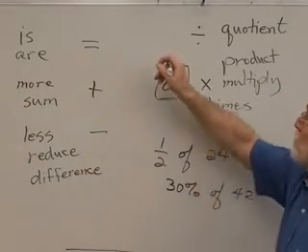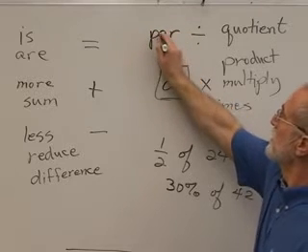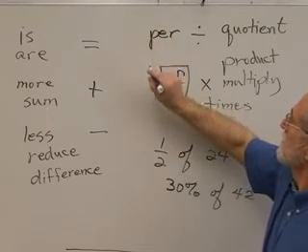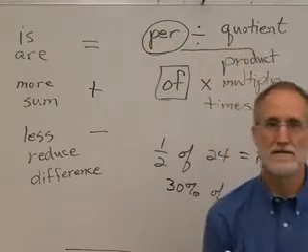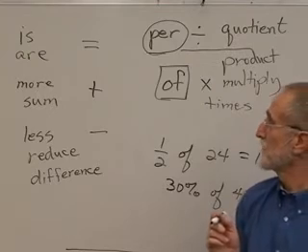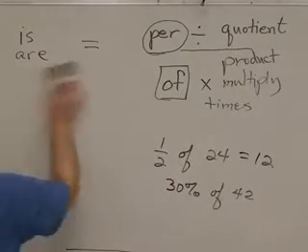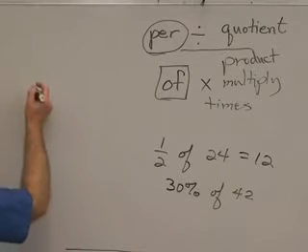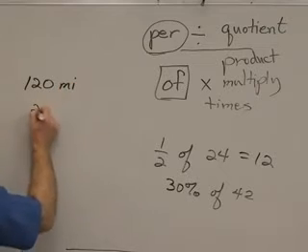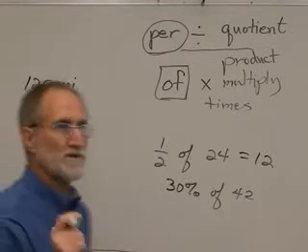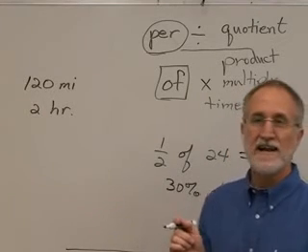And then there's one other word that, not so common in this class, but in everyday speech, the word per means divided by. The word per means divided by. So for instance, if we say she went 120 miles in 2 hours, what was her average rate of speed? How would we figure that out?